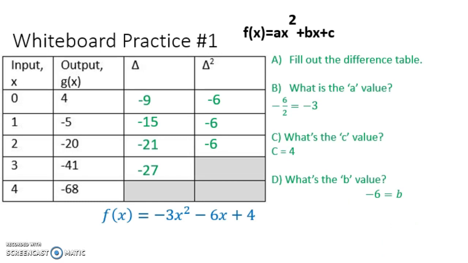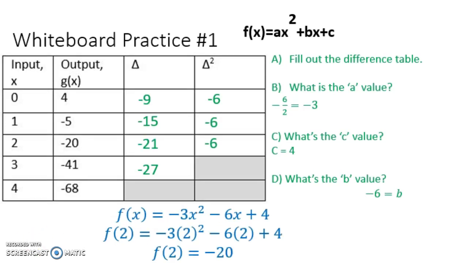Finally, we can put all that together to write our quadratic function. f of x is equal to negative 3x squared minus 6x plus 4. And don't be too confident. We want to make sure that our quadratic function works. So we're going to substitute one point, any point, and I'm going to substitute 2 in for x. And when we do this, hopefully we will get negative 20 out. And that is the case. So we have correctly written the quadratic function for this table.